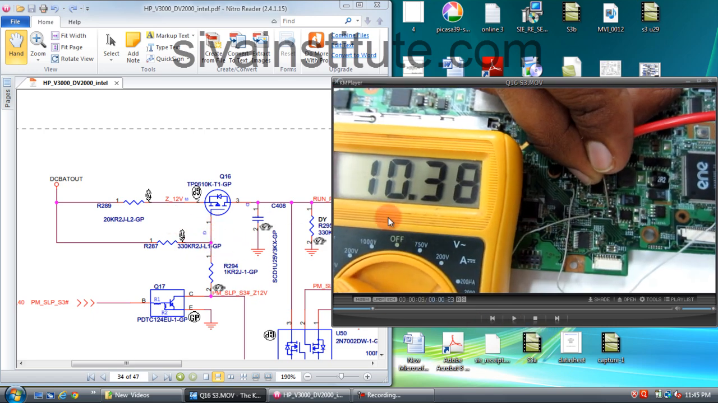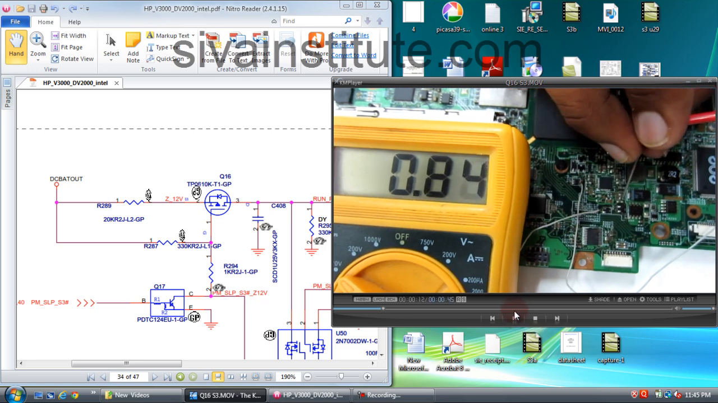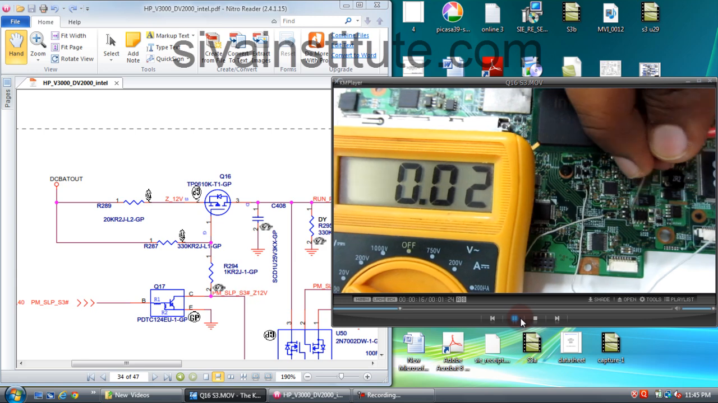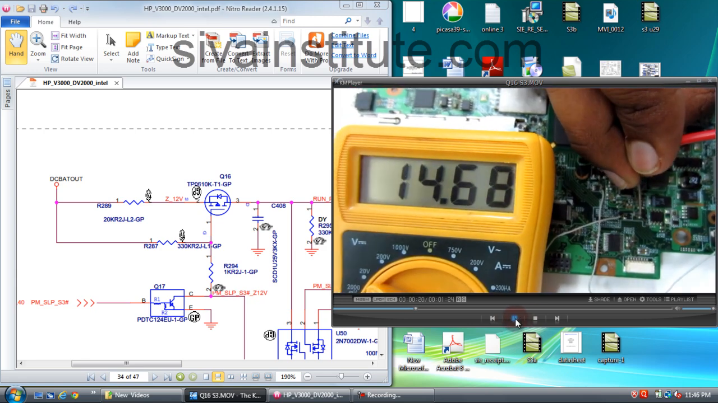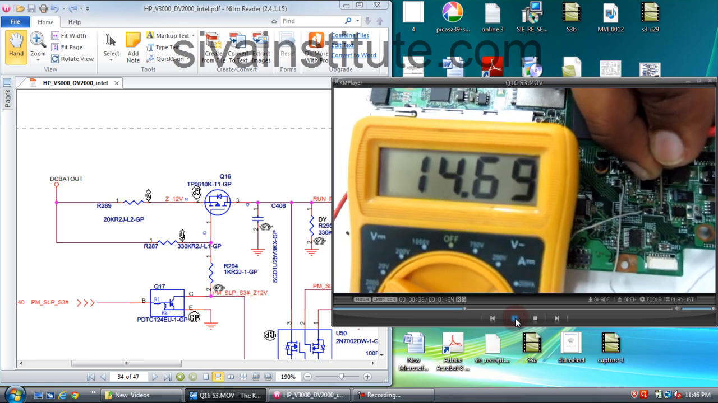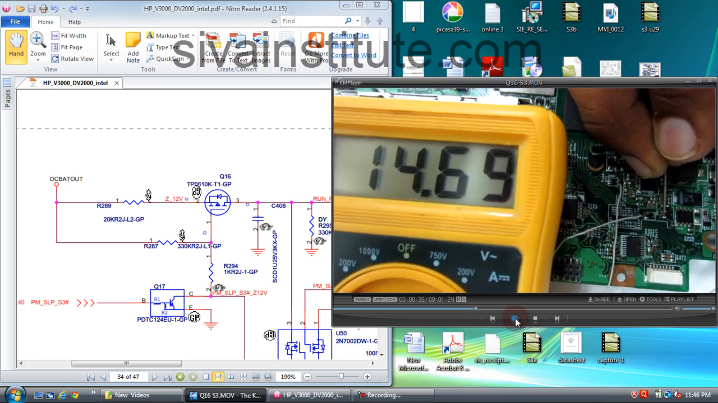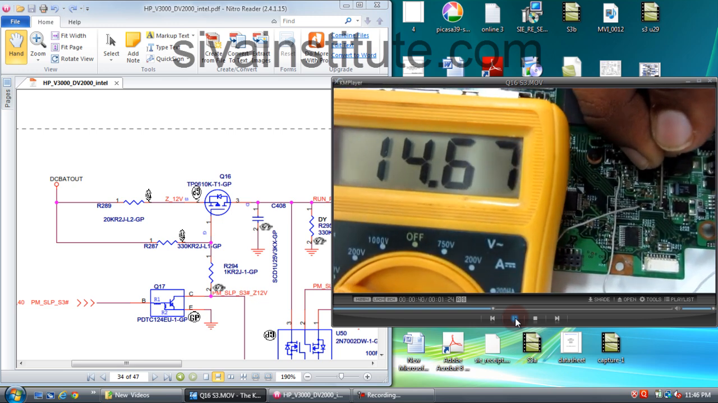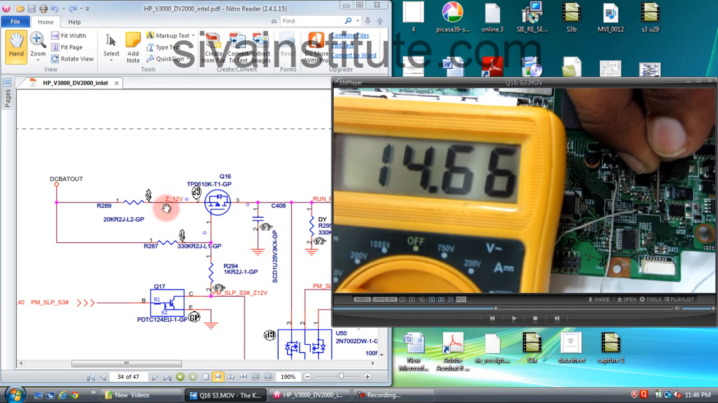This gate voltage is nearly 10 volts. We will see drain voltage now. Drain voltage 0. Source voltage 14.6 volts. No gate voltage. This voltage nearly 15 volts, this voltage 10 volts, no voltage at this point.